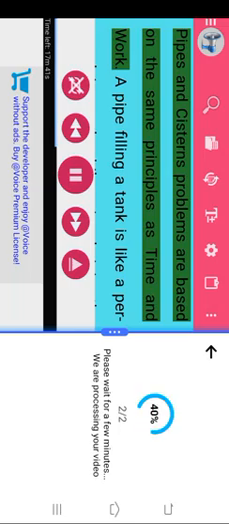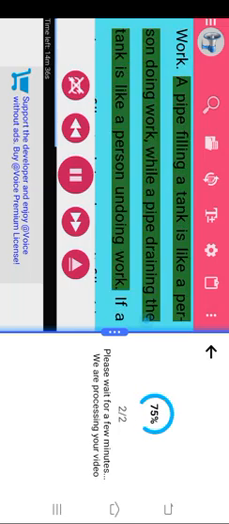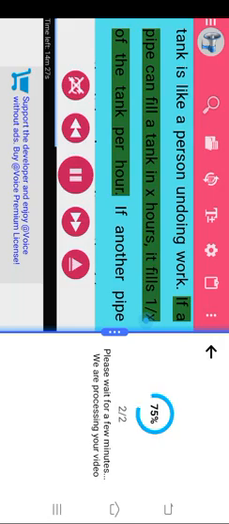Pipes and cisterns problems are based on the same principles as time and work. A pipe filling a tank is like a person doing work, while a pipe draining the tank is like a person undoing work. If a pipe can fill a tank in X hours, it fills 1/X of the tank per hour. If another pipe empties it in Y hours, it empties 1/Y per hour.